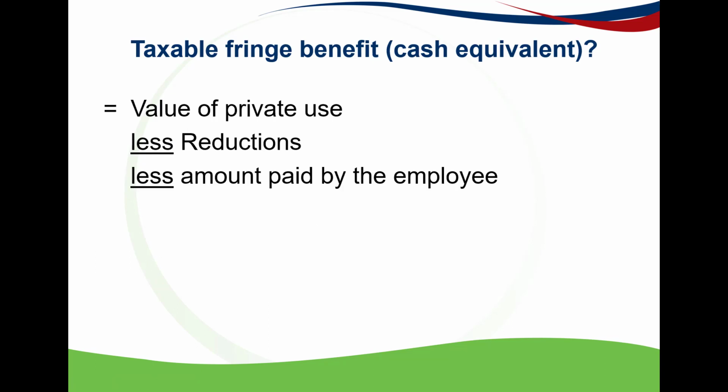The amount that will be included in the taxpayer's gross income is what we refer to as the taxable fringe benefit or the cash equivalent. Now, how do we determine what the taxable fringe benefit is or the cash equivalent? That is your value of private use, less reductions in terms of paragraph 7.7 as well as 7.8, less any amount that is paid by the employee to the employer for that right of use of the car.